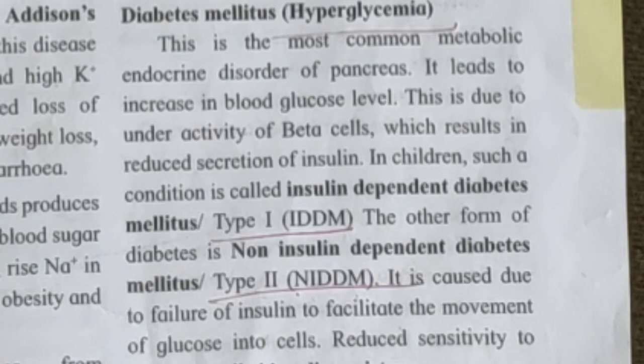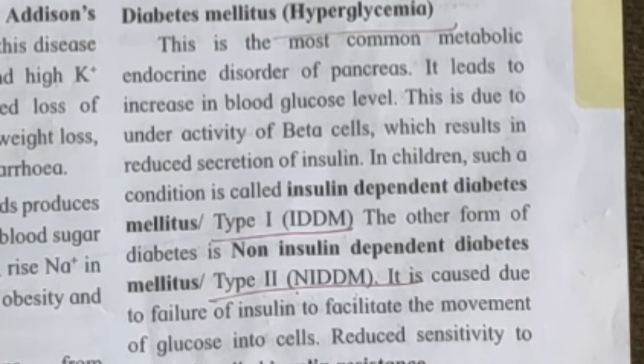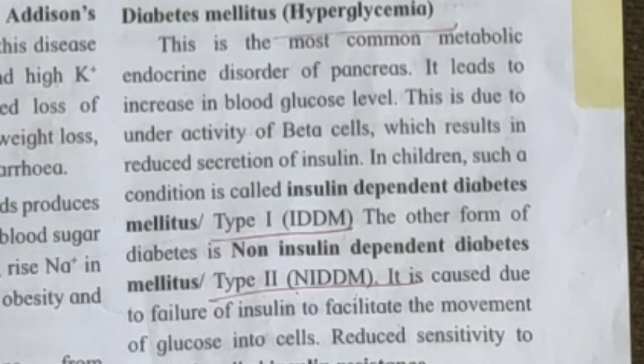And if this glucose doesn't move into the cell, at that time the blood sugar level increases. So there is also insulin resistance present. This insulin resistance means it reduces the sensitivity of insulin. That means it resists or stops the movement or sensitivity of this insulin. So it is called insulin resistance.